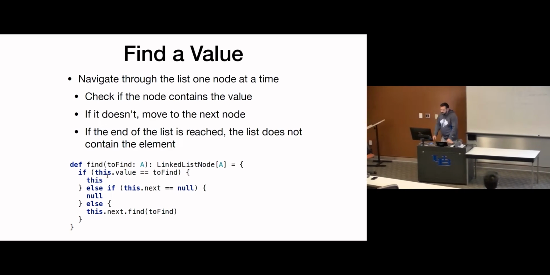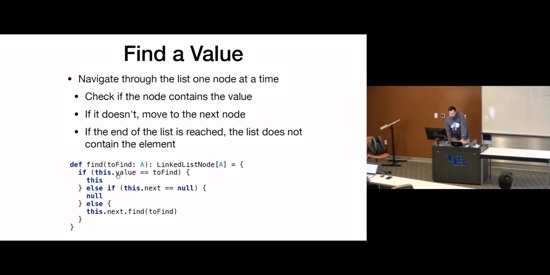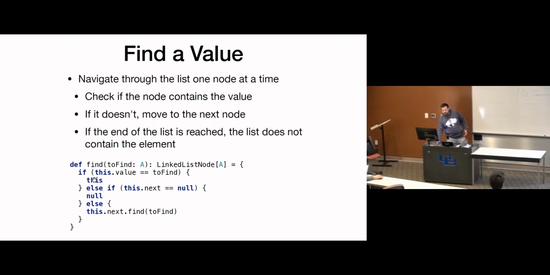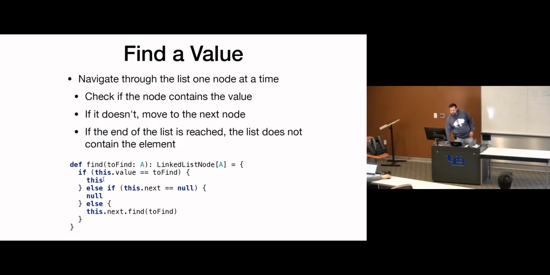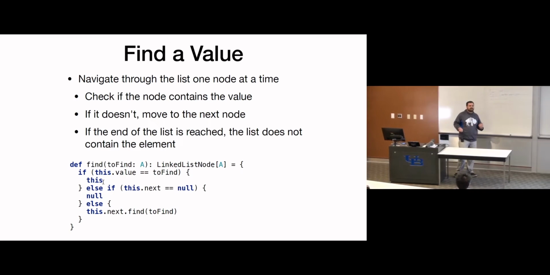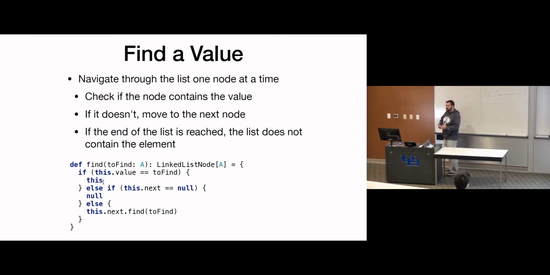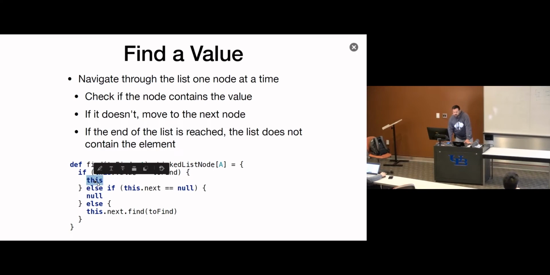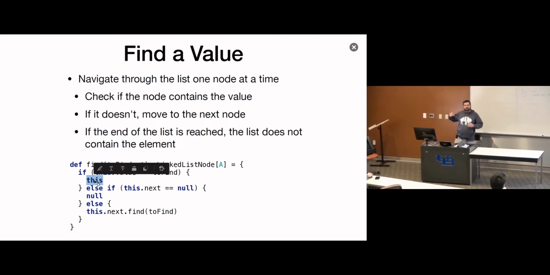But we have two base cases here. If we find the element we're looking for, I know that this node has that element, and I can return that node. And reminder, this is defined in the linked list node class, so this is a reference to a linked list node. If that linked list node has the value we're looking for, return that node. And for what it's worth, this will return the first reference. If what we're looking for appears multiple times in that list, it will return the first node containing it.